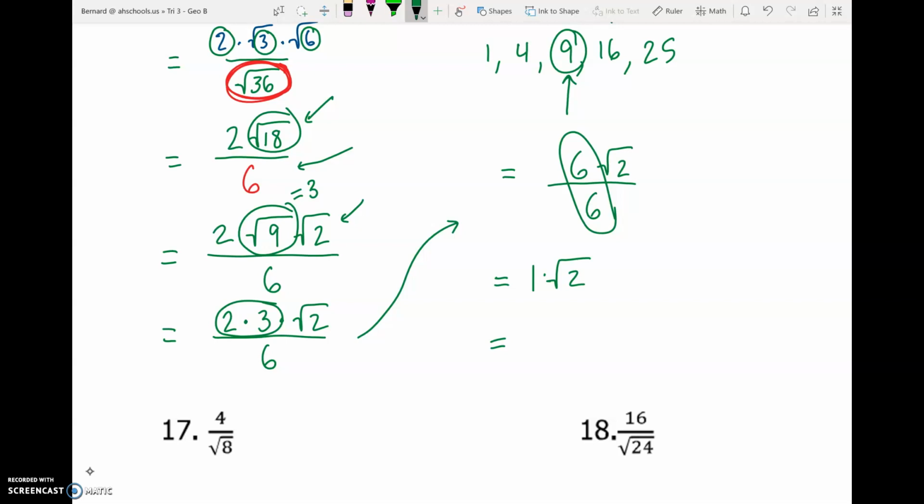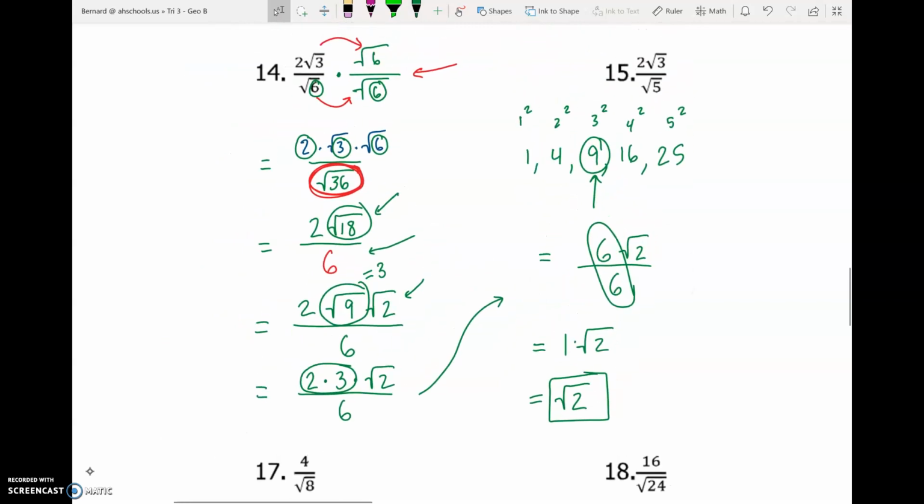But we don't need to write the 1 when we're timesing things by 1. Just like x is technically 1x, right? But we don't write 1x. We just write x. And the same thing can happen here. So we can just get rid of the 1 and just call it square root of 2. And that will be our final answer.